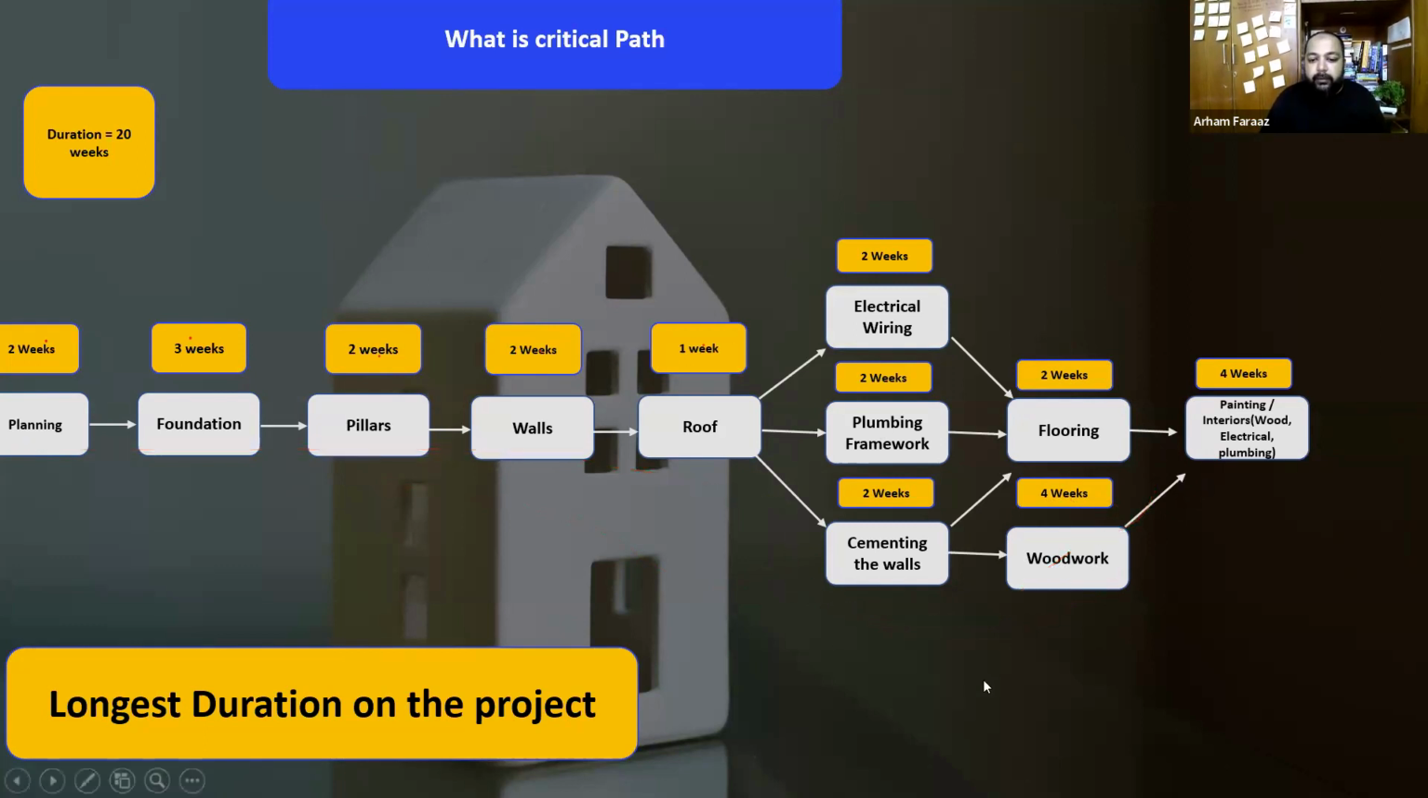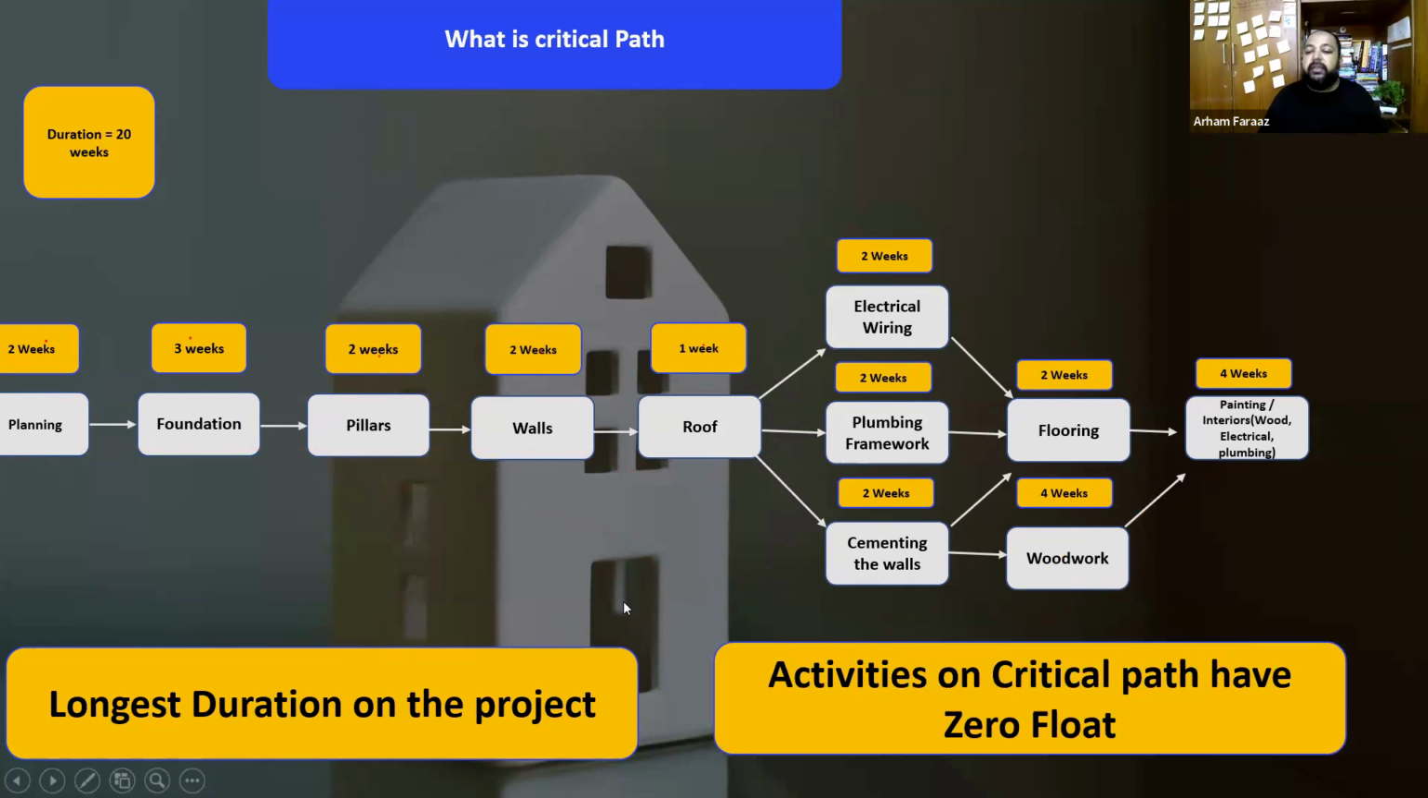Okay, remember that. So that's the next one: activities on the critical path have 0 float. Okay, that's about the critical path. Very, very important for the PMP exam. Core concepts: it's the longest duration, the float is 0, and you, as a project manager, must have your eyes on the critical path. Okay, that's very important.